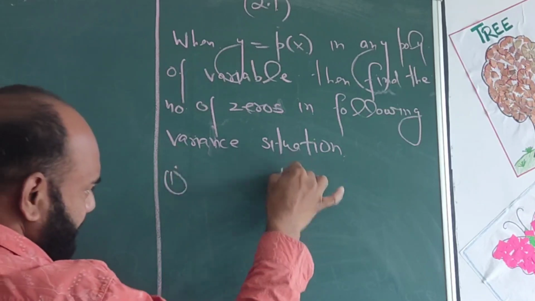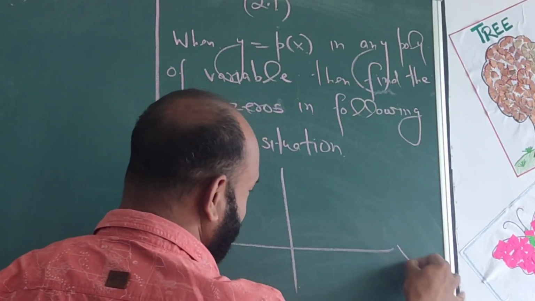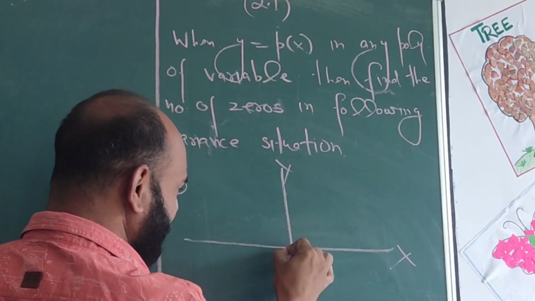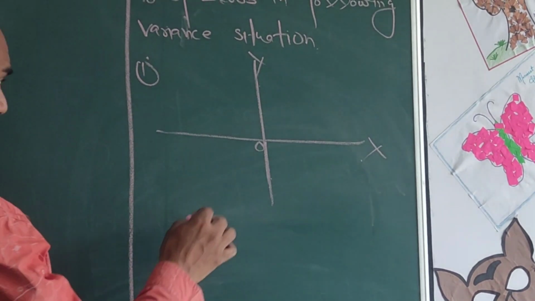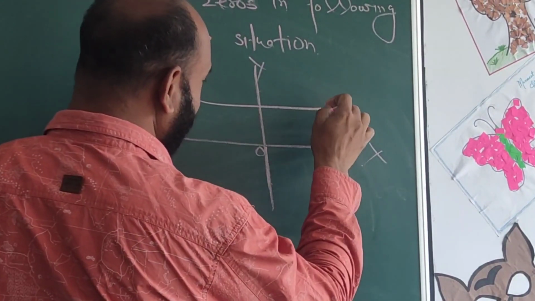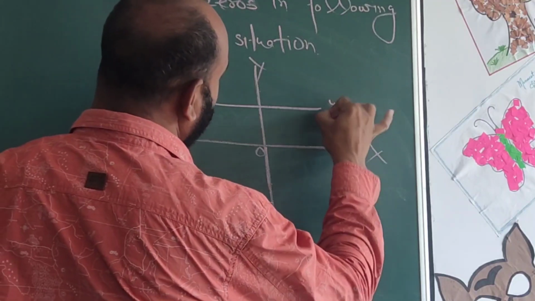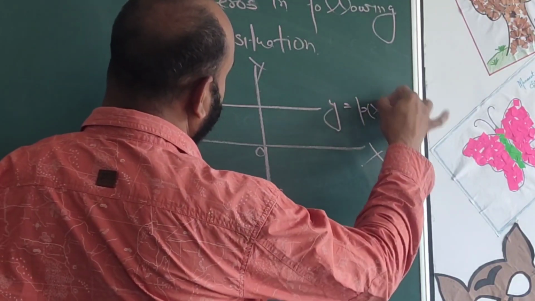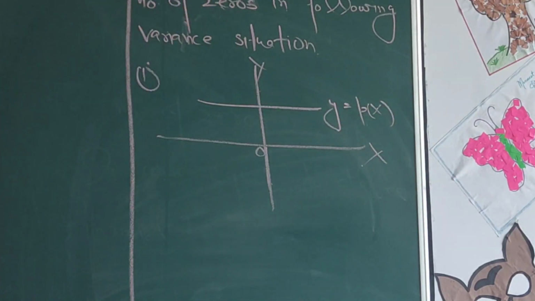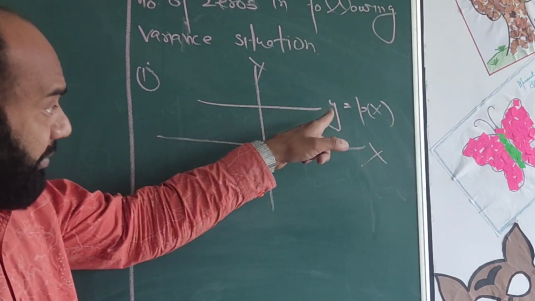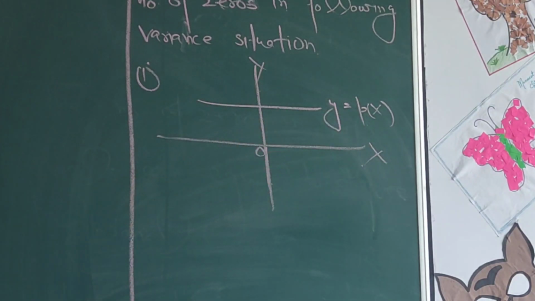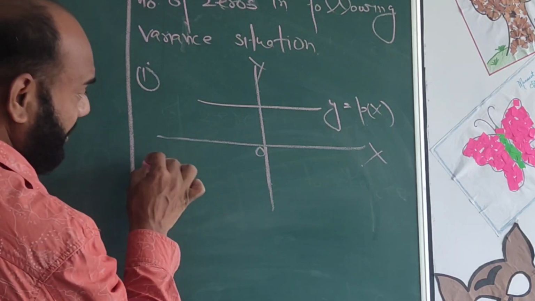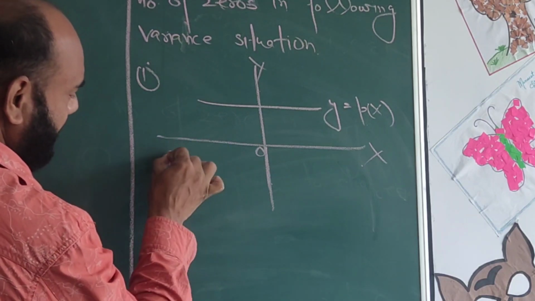First question. This is the x-axis and y-axis, and this point is the origin where the x-axis and y-axis intersect. And then the graph is this much, y equal to p(x). Then what is the number of zeros? Because this graph y equal to p(x) does not cut the x-axis at any point, therefore here the number of zeros is 0.